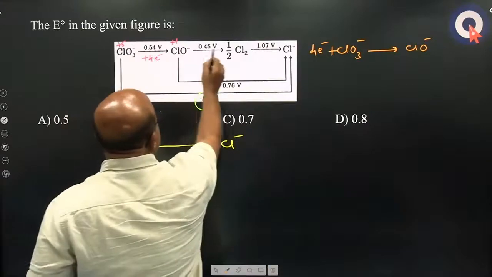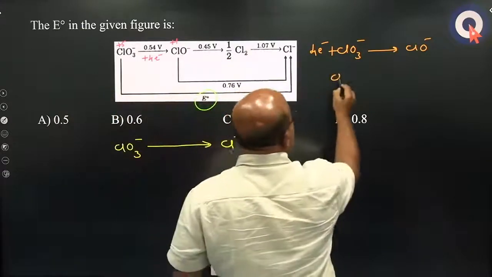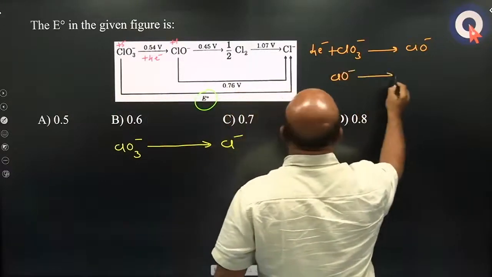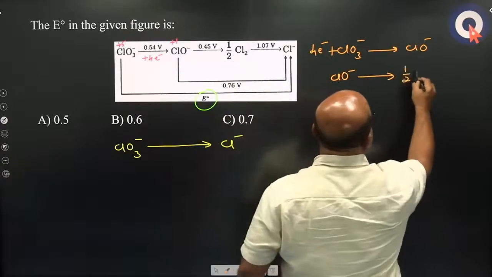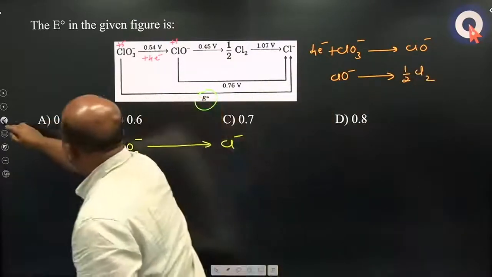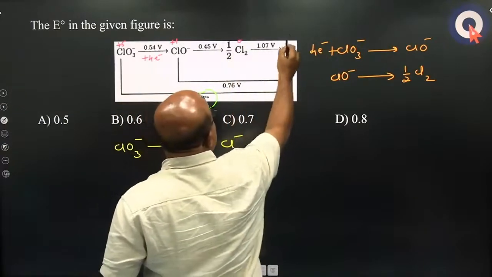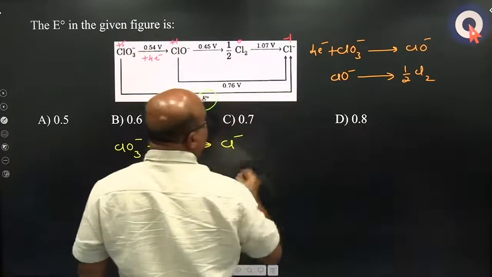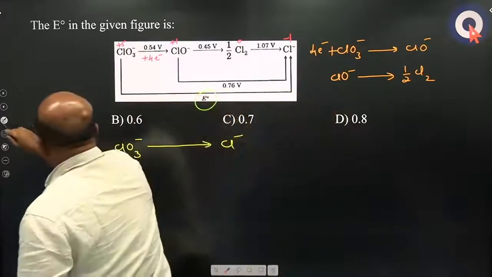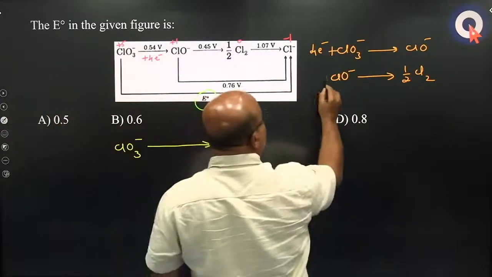So here, what is the cell condition? That is ClO minus converted into half Cl2. What is the oxidation state here? The oxidation state of chlorine here is 0, and here the oxidation state of chlorine is +1. So how many electrons are involved for this reaction? It's only 1 electron.